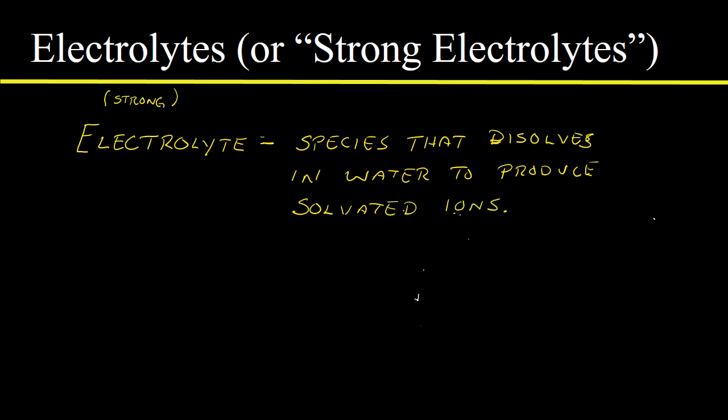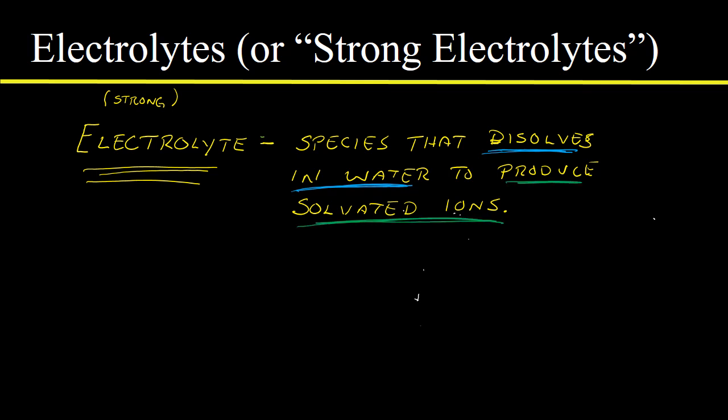All right. So an electrolyte is a species that dissolves in water. There are two parts of this that are important. Species that dissolves in water, and when it dissolves in water, it produces solvated ions. Okay, so there's two parts to that, and sodium chloride that we just saw is a perfect example, kind of the stereotypical perfect example of a strong electrolyte.